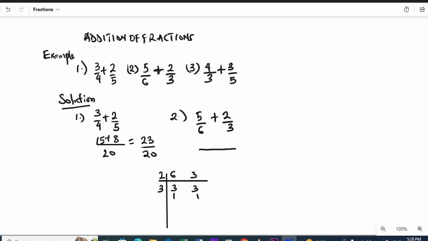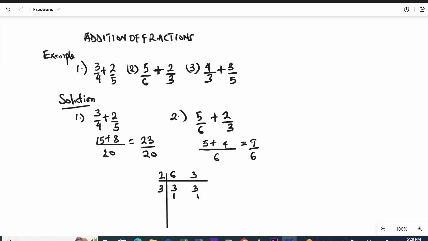So the LCM of both 6 and 3 is 6. Okay, so just like we did in the first example, 6 divided by 6, that's 1. 5 times 1, that's 5. And then 6 divided by 3, that's 2. 2 times 2, that's 4. So we have 9 over 6.